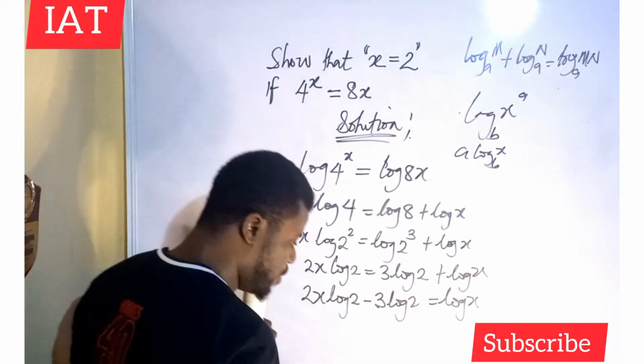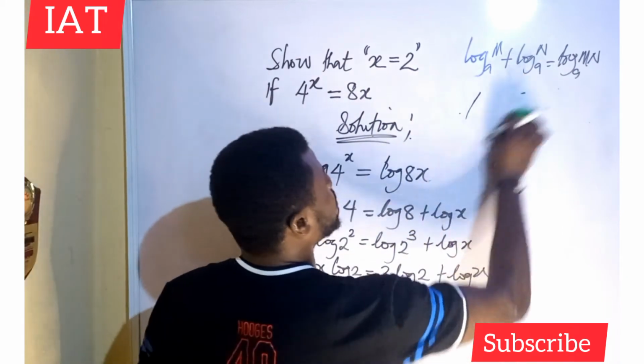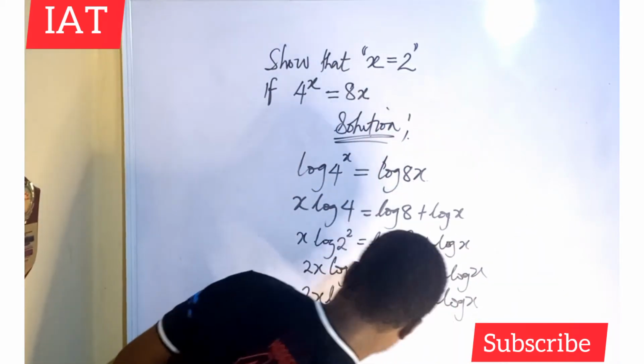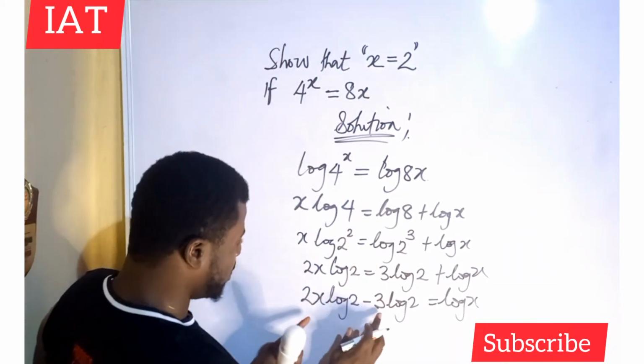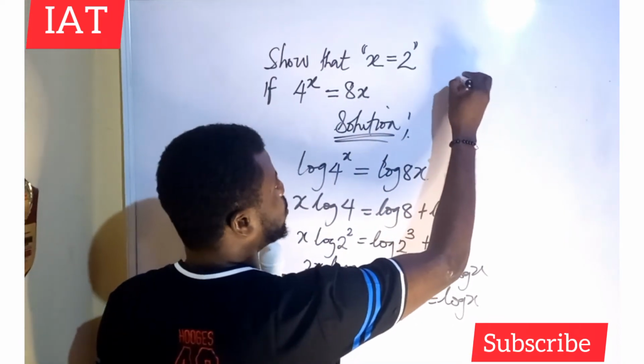All right, at this point, I observe that the log 2 are common, so I'll have to factor out the log 2. So in factoring this log 2, what should I do? Let me use this part of the board. How do we factor it? Log 2 is common, so I will take this particular expression, 2x.